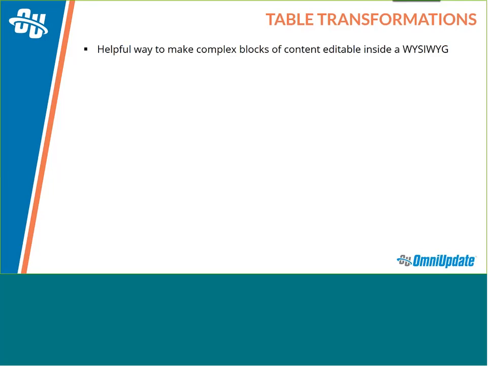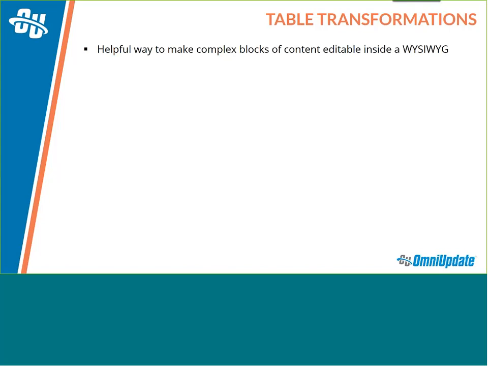I like to use table transformations as a helpful way to make more complex blocks of content more easily editable for your users inside of a WYSIWYG editor. Going back to the idea of an image with a caption underneath it, if a user was trying to build that from scratch, it might be difficult for them to understand what kind of padding that image needs, the font size and styling of the caption, and making sure that everything is still responsive with regards to the rest of your site. So building that from scratch inside of a WYSIWYG editor may be more difficult for that person to do.